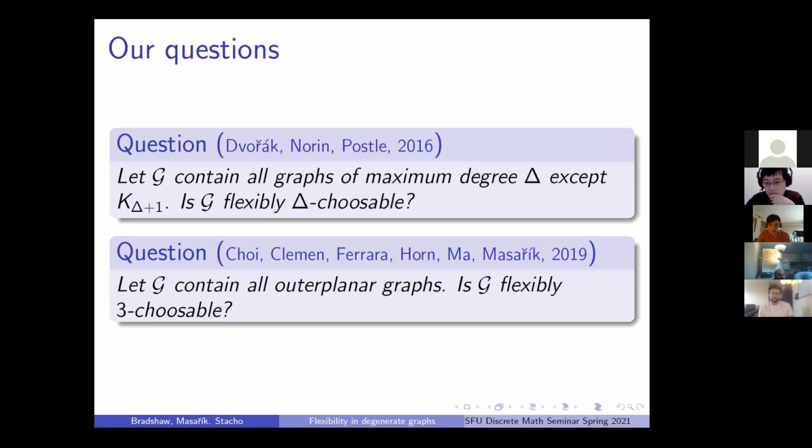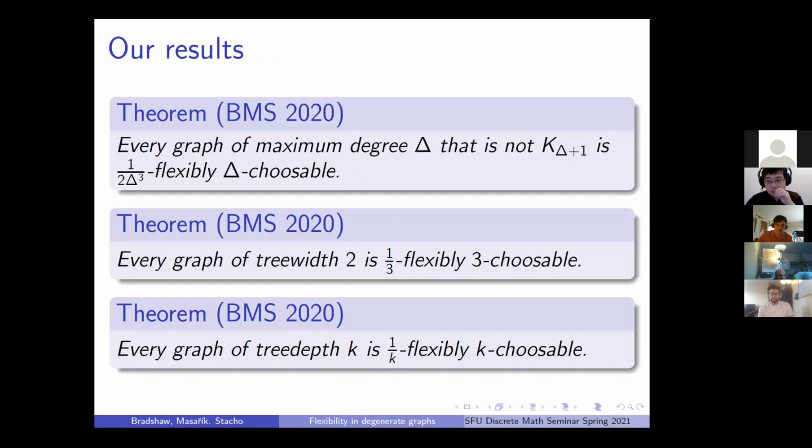Similarly, we asked if G is the family of all outer planar graphs. We know that it's 3 choosable because it is 2 degenerate, but we can ask, is it flexibly 3 choosable? And we were able to give a yes answer to both of these questions, and we got the following results. So our first result says, yes, every graph of maximum degree delta other than the clique K_{delta+1} is flexibly delta choosable, and the proportion of flexibility that we got was this 1/(2 delta cubed).